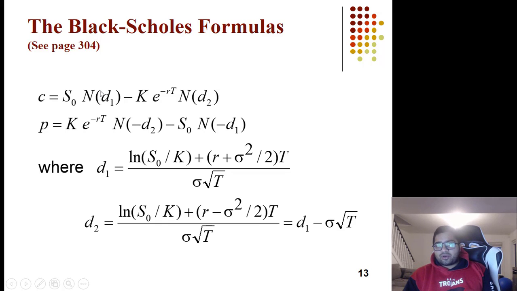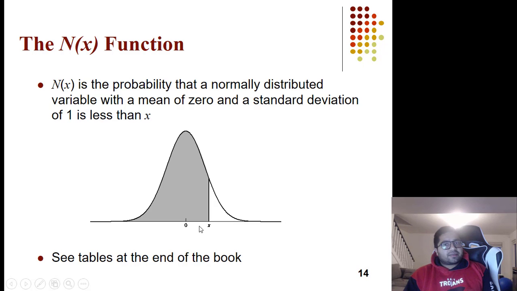The call option is given as S0 N(d1) minus K e to the power minus rT N(d2). The put option is given by K e to the power minus rT N(minus d2) minus S0 N(minus d1), where d1 is ln(S0 by K) plus (r plus sigma squared by 2) times T, divided by sigma square root of T, and d2 is ln(S0 by K) plus (r minus sigma squared by 2) times T, divided by sigma square root of T, or the easier way to do it, d1 minus sigma square root of T.